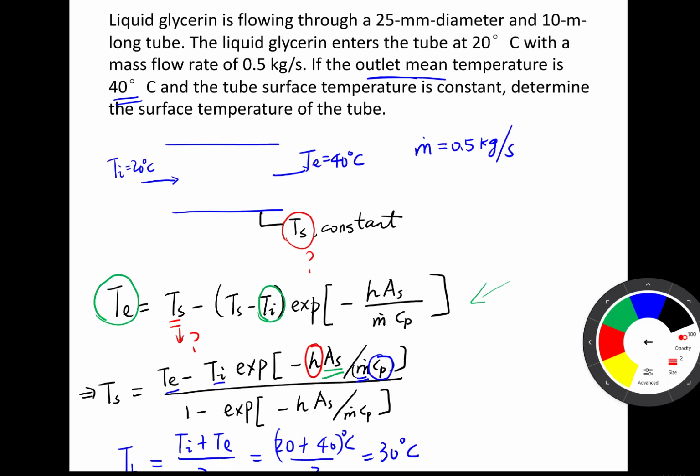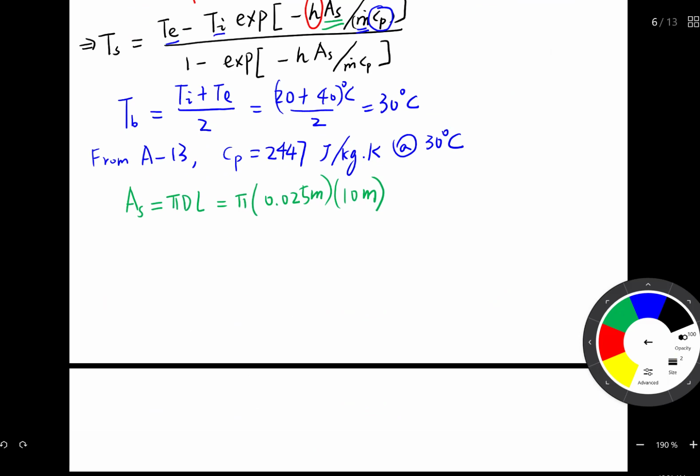In this question, mass flow rate is provided, velocity is not provided. Do you know the relation between Reynolds number and mass flow rate? So we know Reynolds number is rho v d over mu. Here, this mu is dynamic viscosity. What's the relation between mass flow rate and velocity?